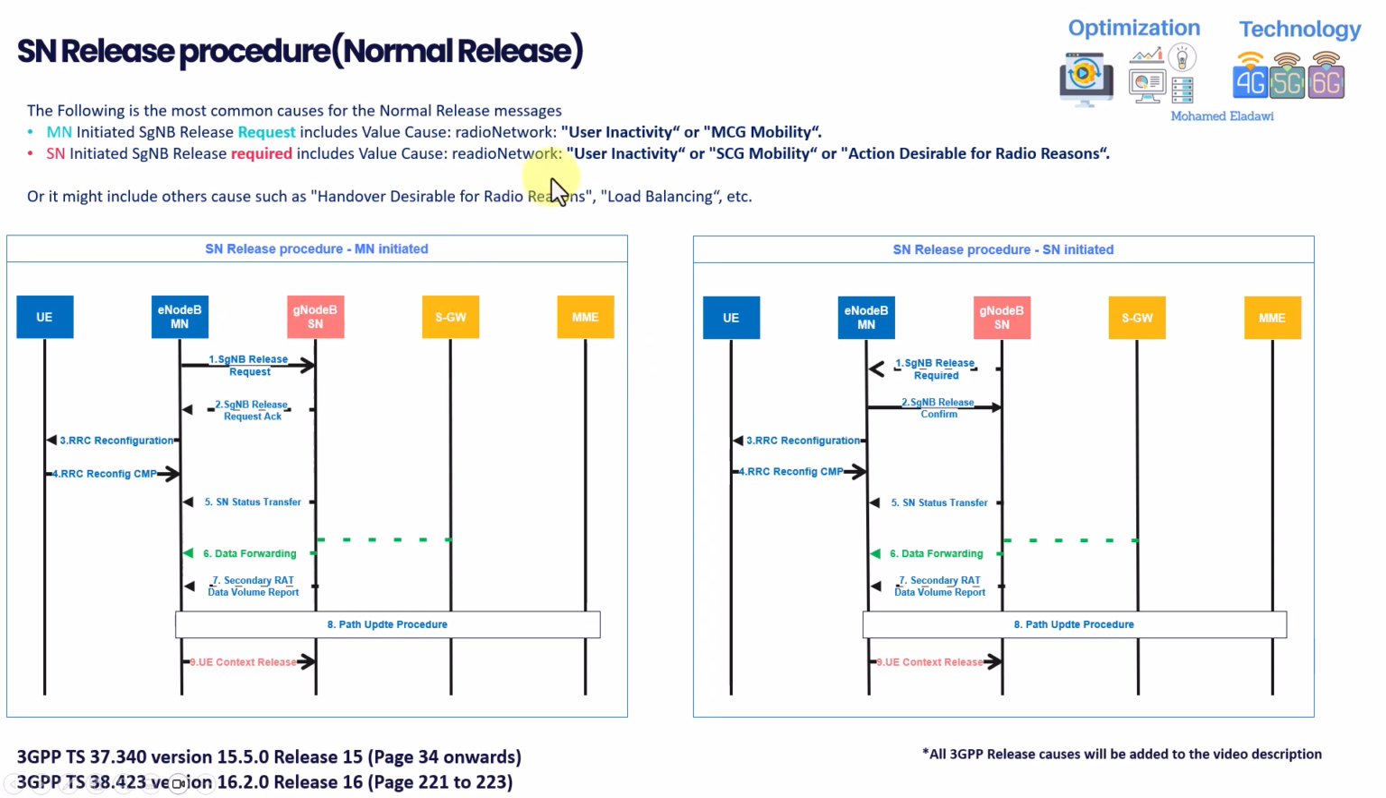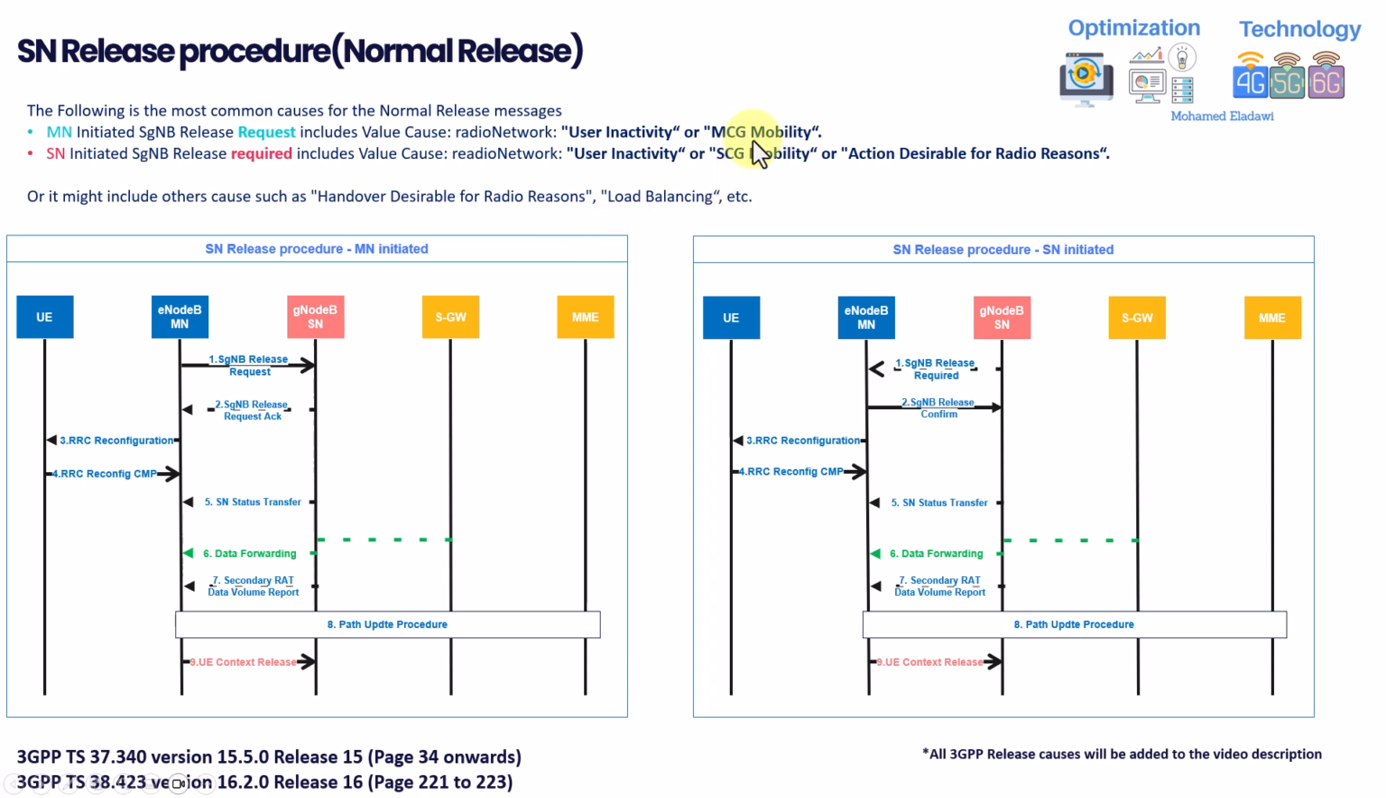This is based on the configuration which you have in the network. So the secondary node and the MCG mobility: whenever the master node is doing handover to another node, probably not an anchor, it will request to release the secondary node because it's not needed anymore, especially when you are moving from one 5G site to a non-5G site.